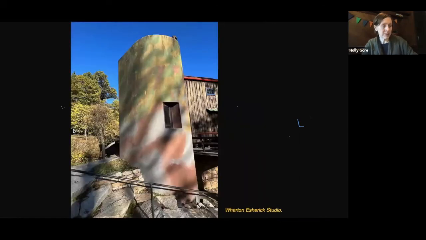So I'll end with a photo of the silo that I took just 2 days ago. It shows it starting its yearly act of camouflaging with the fall foliage around. Kind of a dreamy nod to the seasonal change in concrete, stucco and paint. So that's what I have for today. So I will stop sharing my screen and we'll open up to conversation.